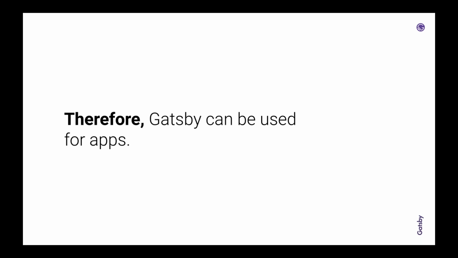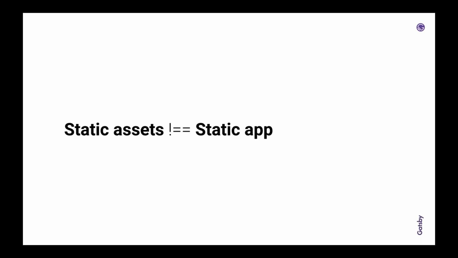While Gatsby does statically optimize assets, and I will contend you should statically optimize your assets when you can, it also produces a client-side application that's fully dynamic, that can make API calls, do dynamic interactions, and fetch comments. You can really do whatever you want with the Gatsby application by virtue of it being a React application. And so the key takeaway here is that producing static assets is not the same as being a static application.